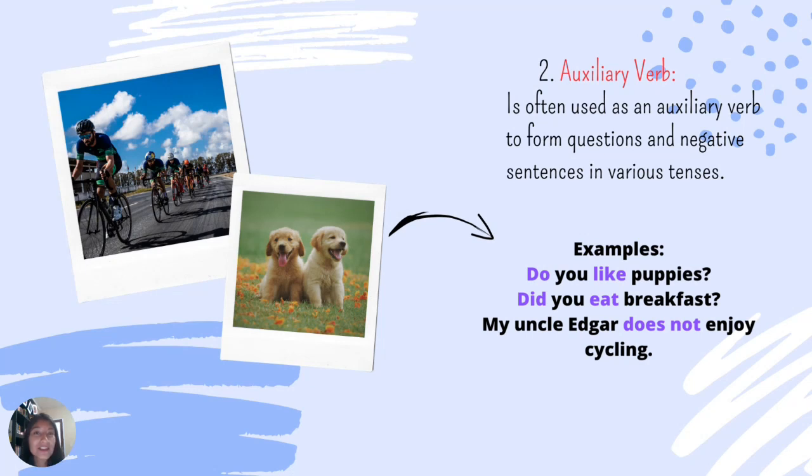The second function of the verb to do is as an auxiliary verb. It's often used as an auxiliary verb to form questions and negative sentences in various tenses. For example, do you like puppies? By the way, I do. Did you eat breakfast? My uncle does not enjoy cycling. So the first two sentences are questions and the last one is a negative sentence.